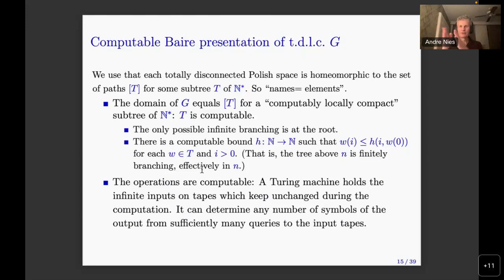So it can query the input there, and the output, like the binary group operation, is written on the third tape, say, or on some output tape. It can only compute finitely many symbols at any stage, and it does that by querying finitely many symbols on the input tapes. So finite to finite, but the overall effect is infinite inputs to an infinite output. Locally finite computation, as computation should be.